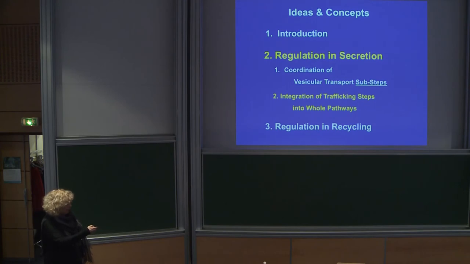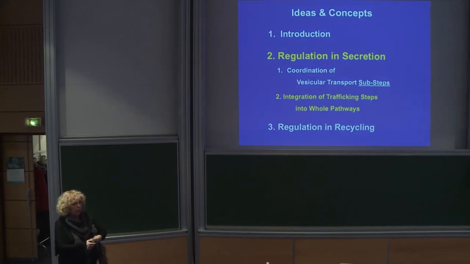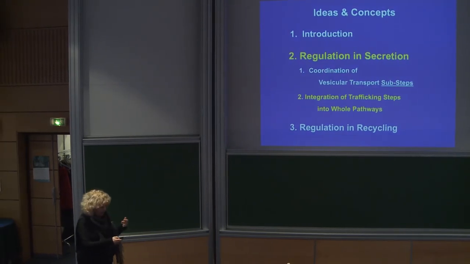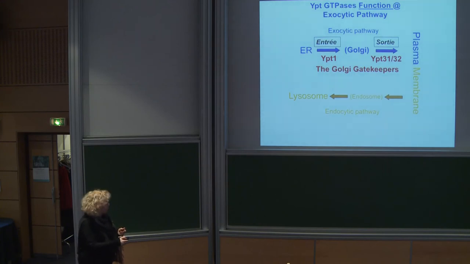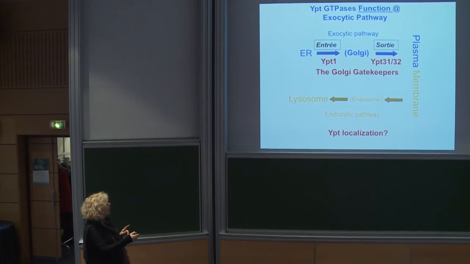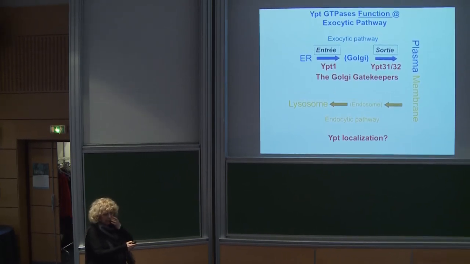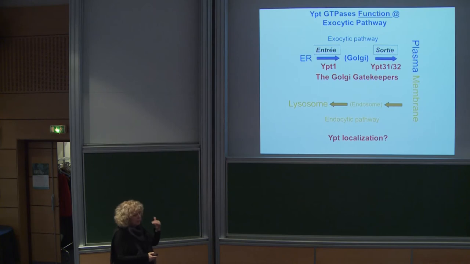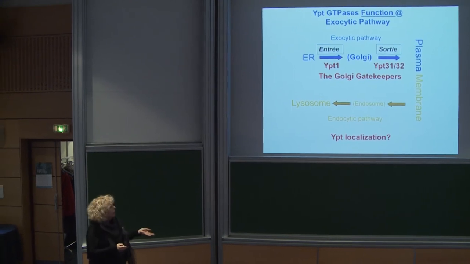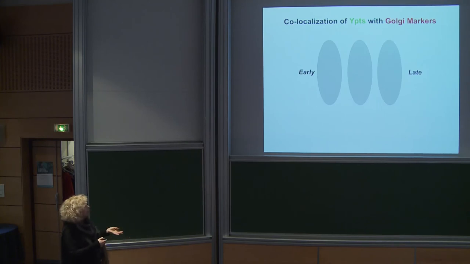I just wanted to give you a flavor of this one type of regulation. The other one is to look at the whole pathway, and here we go back to the two GTPases, YPT1 and YPT31/32. First I wanted to say that we showed it by function, by mutants. More recently, we had to go back and show it by clear localization, because in the field there was confusion about where this protein is and in which compartment. It's also very difficult to decide which are the compartmental markers in the Golgi.